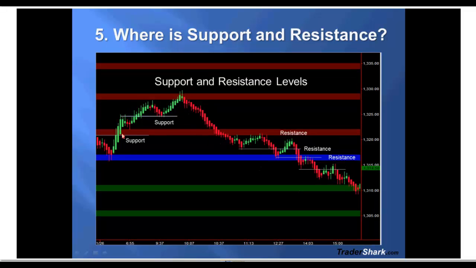Support and resistance levels, now this looks a little bit different than the first slide I showed you, where up here they had the resistance and down here they had support. Pretty cool?